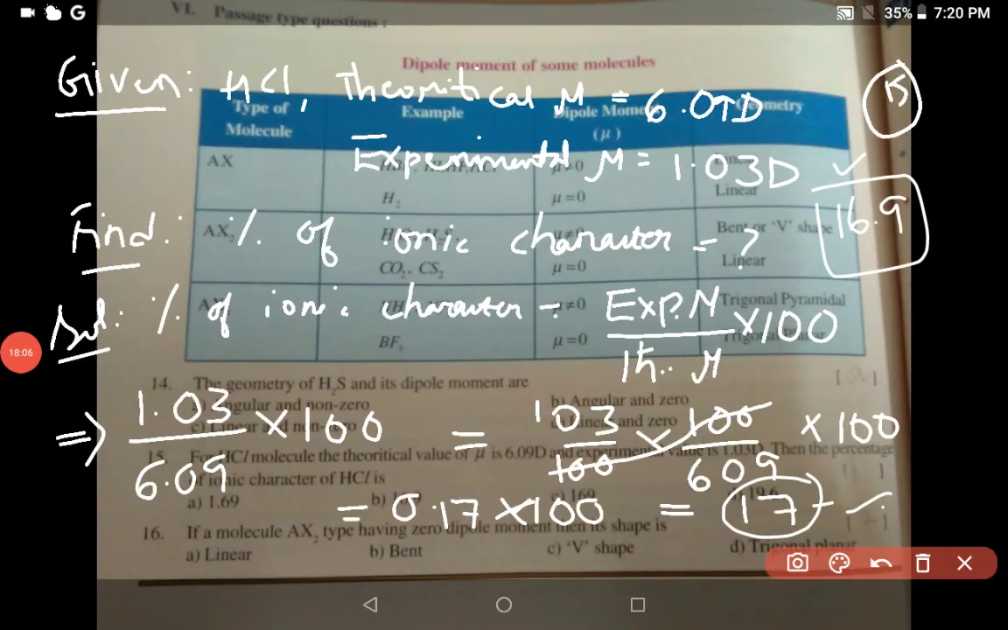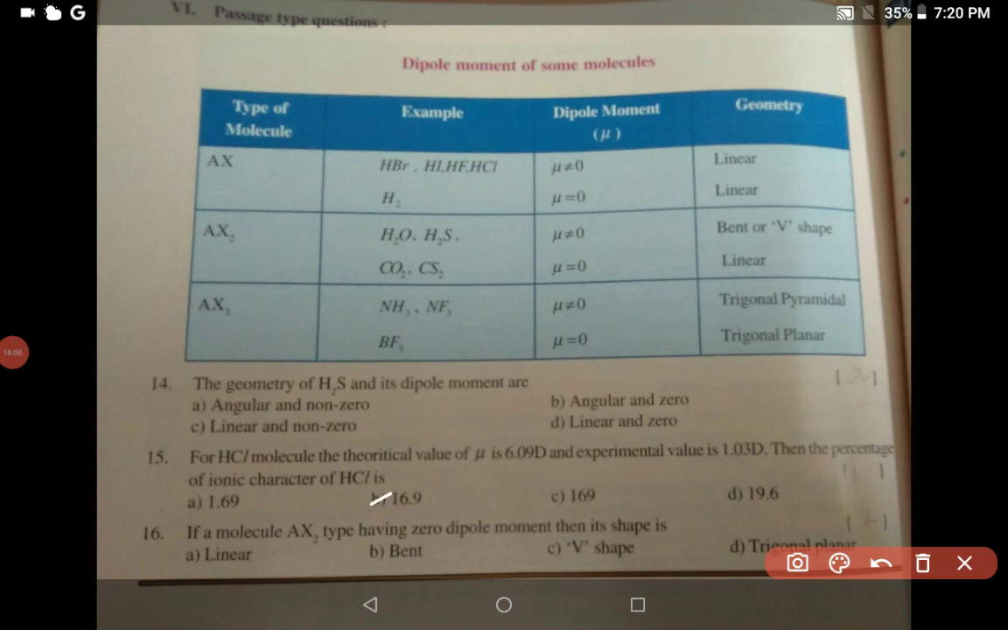Okay, so we have already solved this bit, B. Now the 16th one is: if a molecule of AX2 type has zero dipole moment, then what is its shape? That is nothing but linear. See what is given: AX2 type with zero dipole moment. What is the shape? Linear. So with this, we have completed the assignment bits, and the goal line is done.